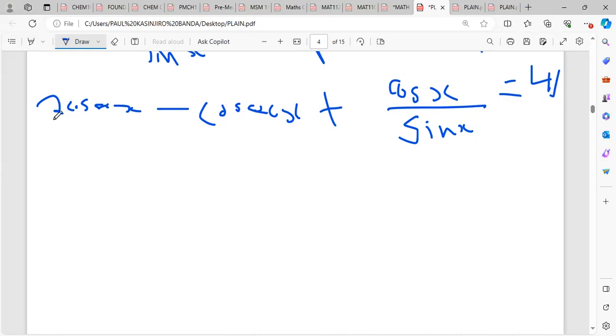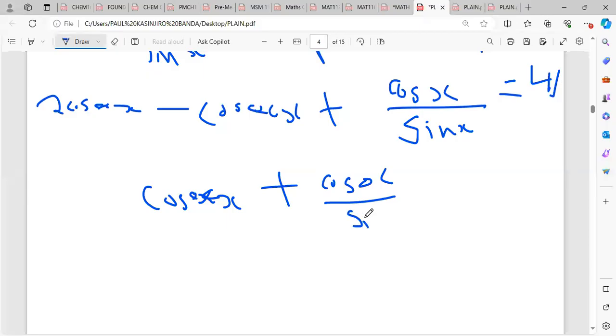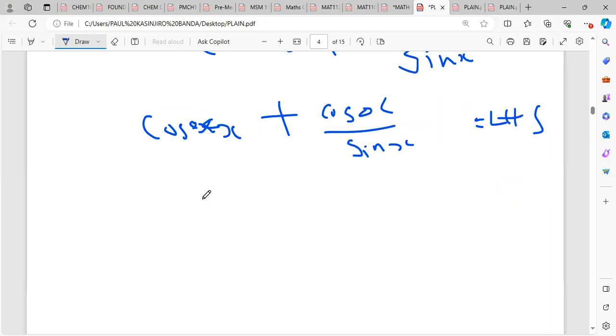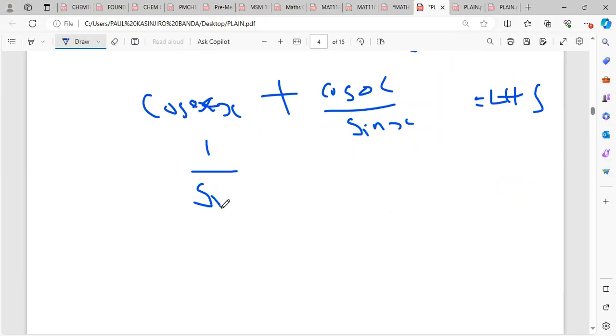So there you have 2 cosec minus cosec, meaning we just have cosec x, then plus, what do we have there? We have cos over sine, which is equal to the right-hand side. Then this cosec, we know that we can write it as 1 over sine x plus cos x over sine x, which is equal to the right-hand side.